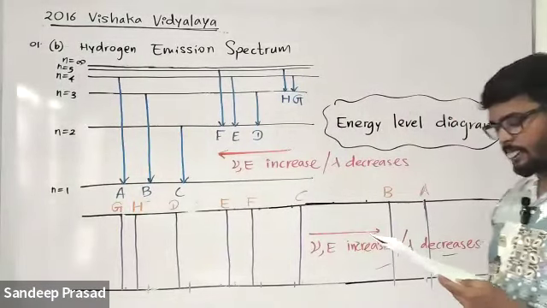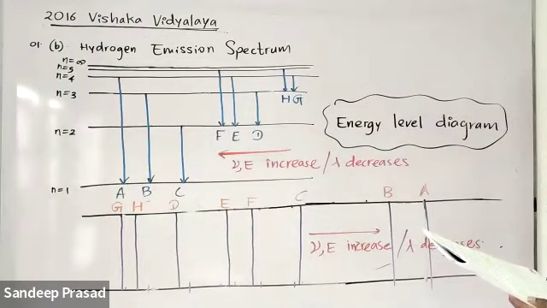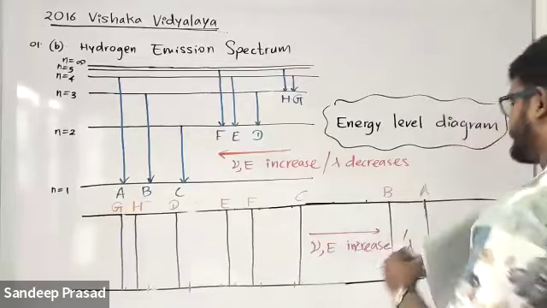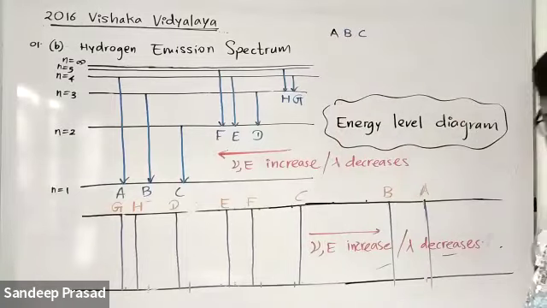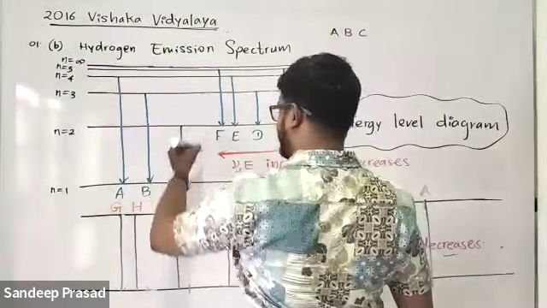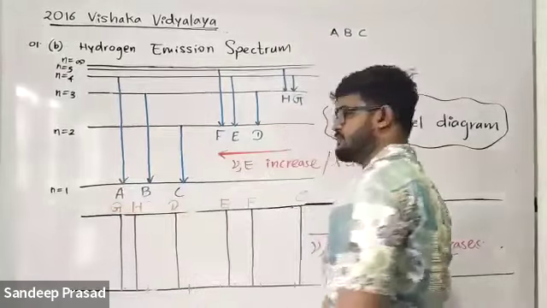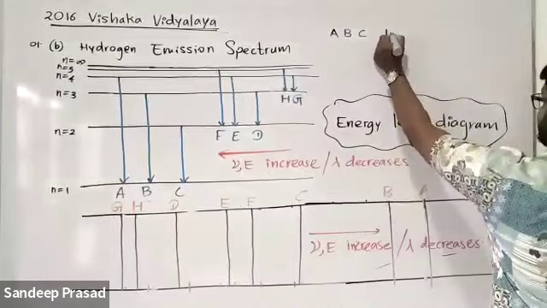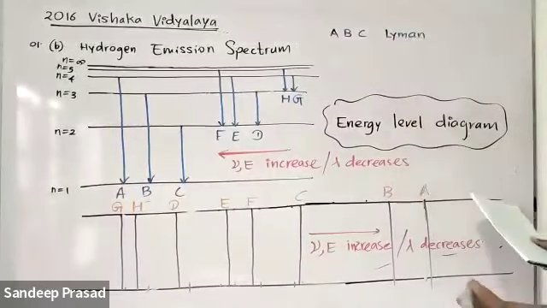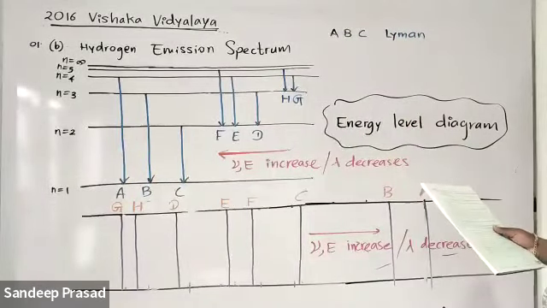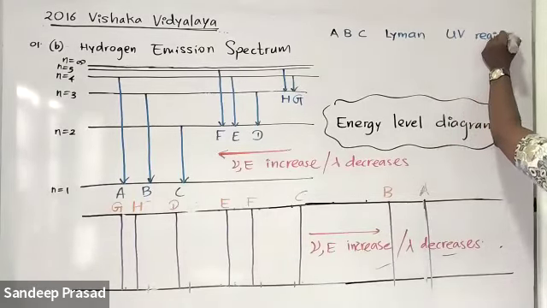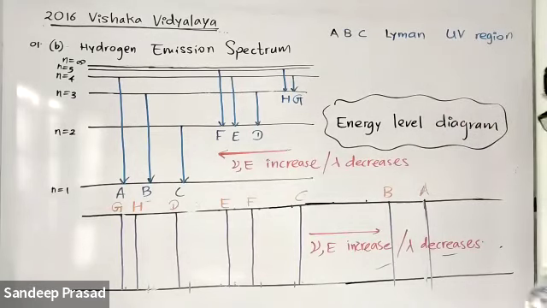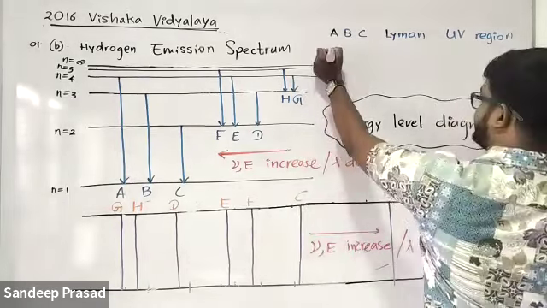Next, they're asking, fill in the table. Name of the line series, ABC. ABC line series is representing which series actually in the hydrogen emission spectrum? Yes, Lyman, right? Remember, all the electron transitions are falling to the first principal energy level. So therefore, ABC belongs to Lyman series. And the region corresponding to the electromagnetic spectrum: ultraviolet, UV region.